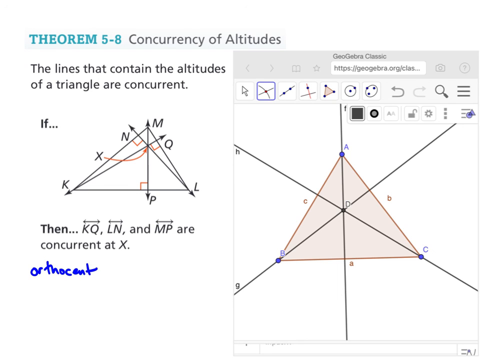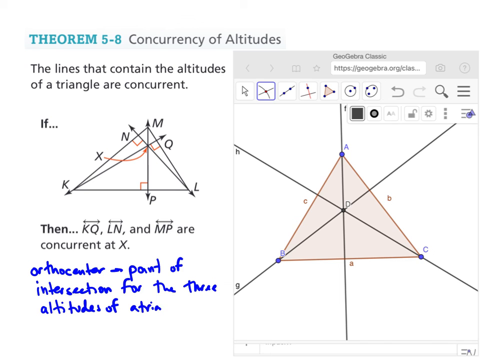The orthocenter is the point of intersection for the three altitudes of a triangle. They'll always meet at a single place, and that single place that they meet at is called the orthocenter. So in this picture here, that would be X, and in this picture over here, that would be D. And that's about all there is to know about theorem 5-8. The three altitudes, they meet at a single point called the orthocenter.